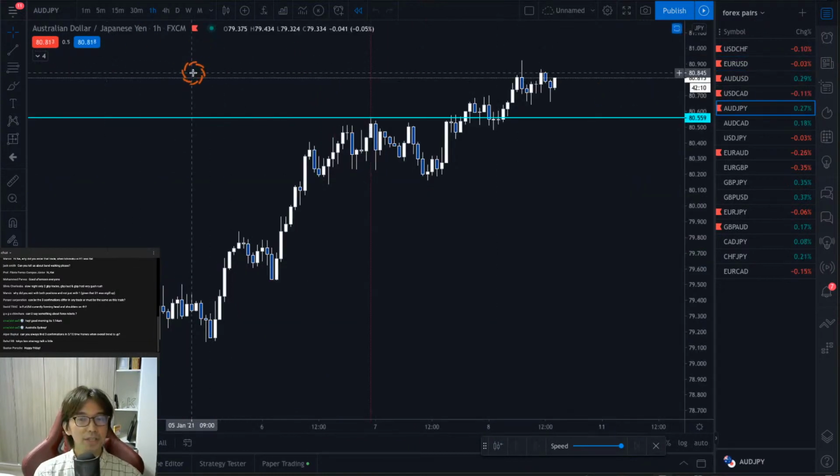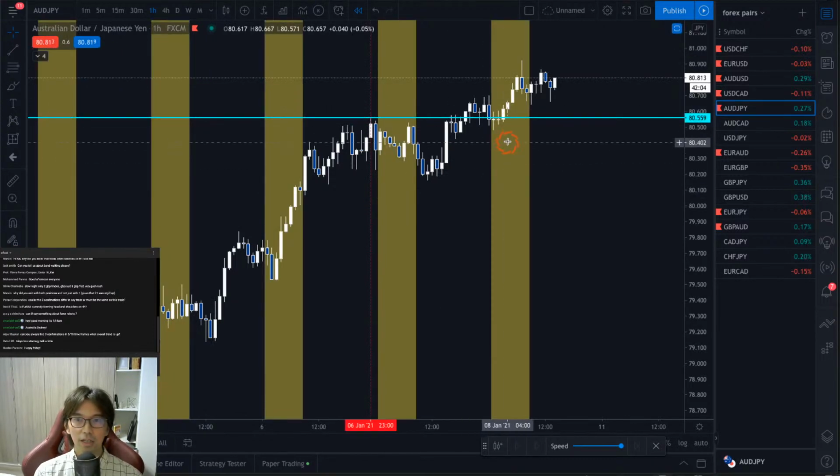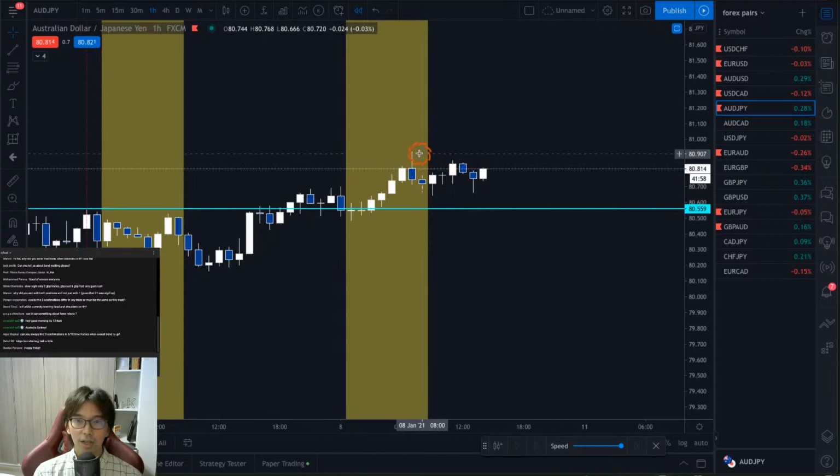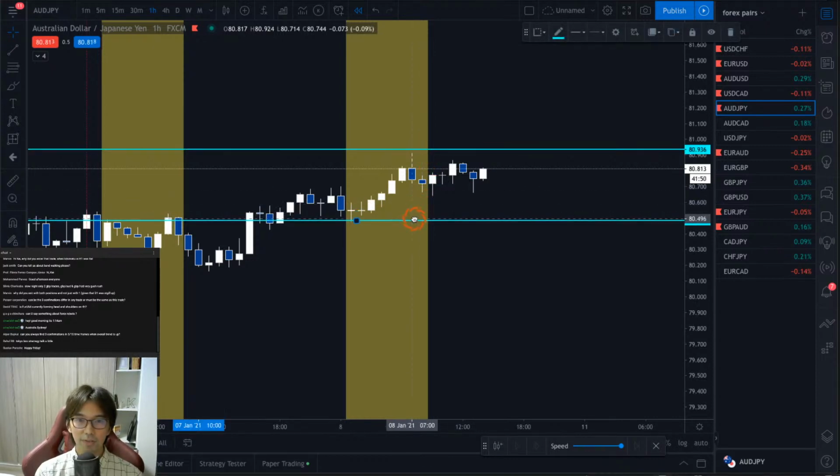So for example, the AUD/JPY 1 hour chart. Let me show you the Tokyo session. The yellow area is the Tokyo session. So for AUD/JPY right now, the yellow area is the Tokyo time. I can see that the market is still in the range of this Tokyo time. So once it breaks upwards, that will be a good confirmation to buy.